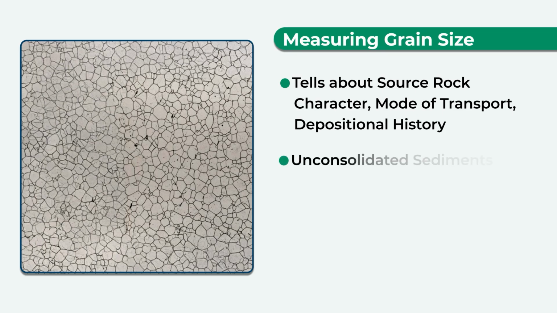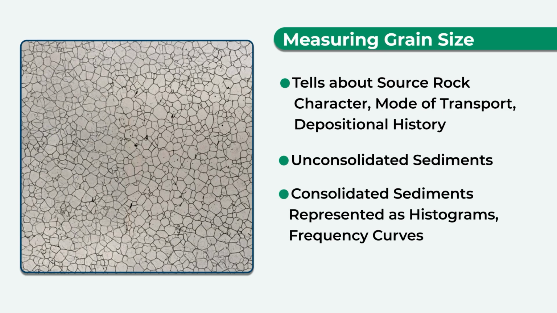On the other hand, unconsolidated sediments like sand on the riverbed or on the shallow coast are studied by other methods, like different types of tubes, putting them into suspension, and the time taken by the suspended material to settle is used for getting insight. The consolidated sediments, on the other hand, are represented by histograms and frequency curves.